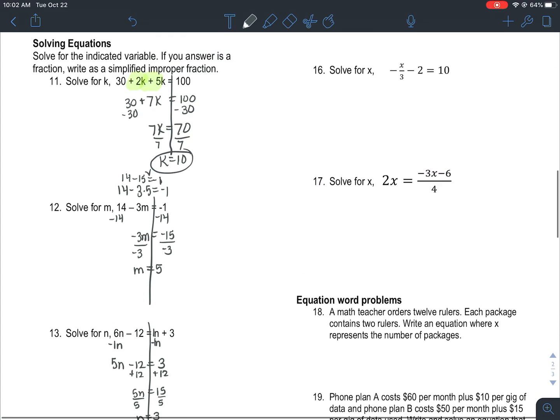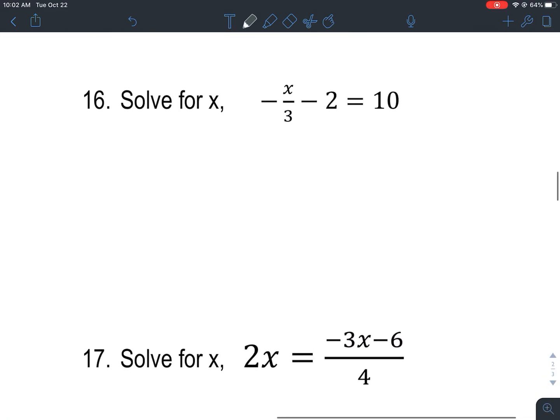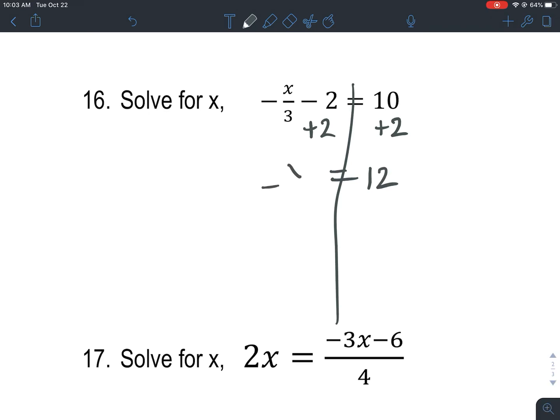Okay, and let's see what else. This one, we have to add 2 to both sides. That'd be 12. And then we're going to multiply by -3. So then x would equal -36.